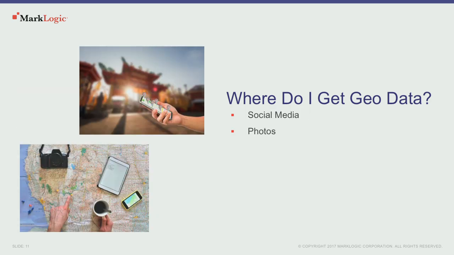We can also get it from social media. Every time you tweet using your phone, unless you turn it off, your phone is embedding the latitude and longitude of the point where you are before it posts it to Twitter. Cameras also have GPS. They do the same thing, embedding that into the metadata of your pictures.